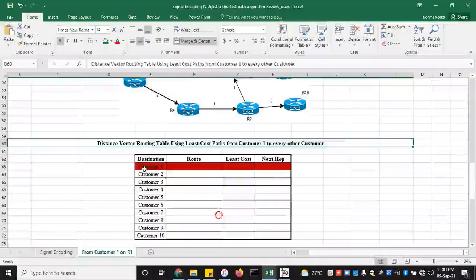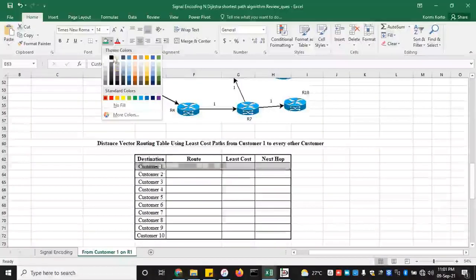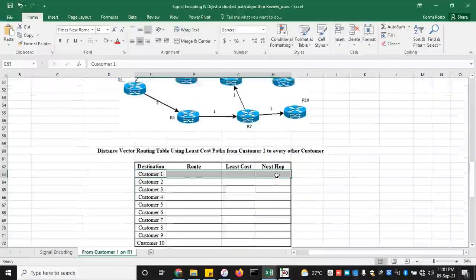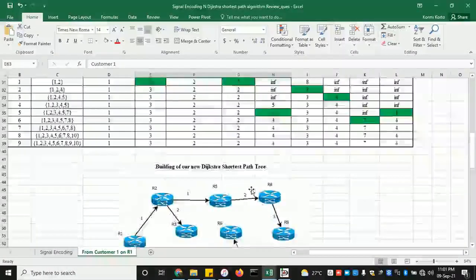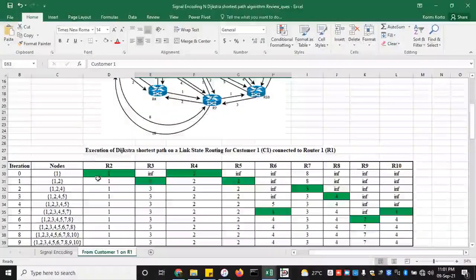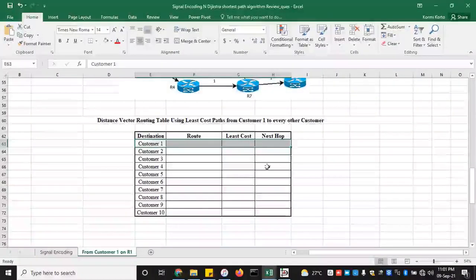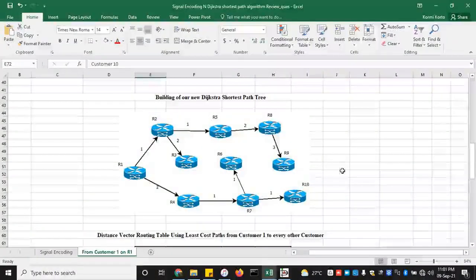Okay, so customer one is grayed out. Let me gray it out actually, because that can't participate in the transmission since it's being used to forward the message. Not like the way we eliminated R1 on this one. So I've grayed this one out. Now I have from customer 2 all the way to customer 10. So these are just customers connected to all the 10 routers that we have.